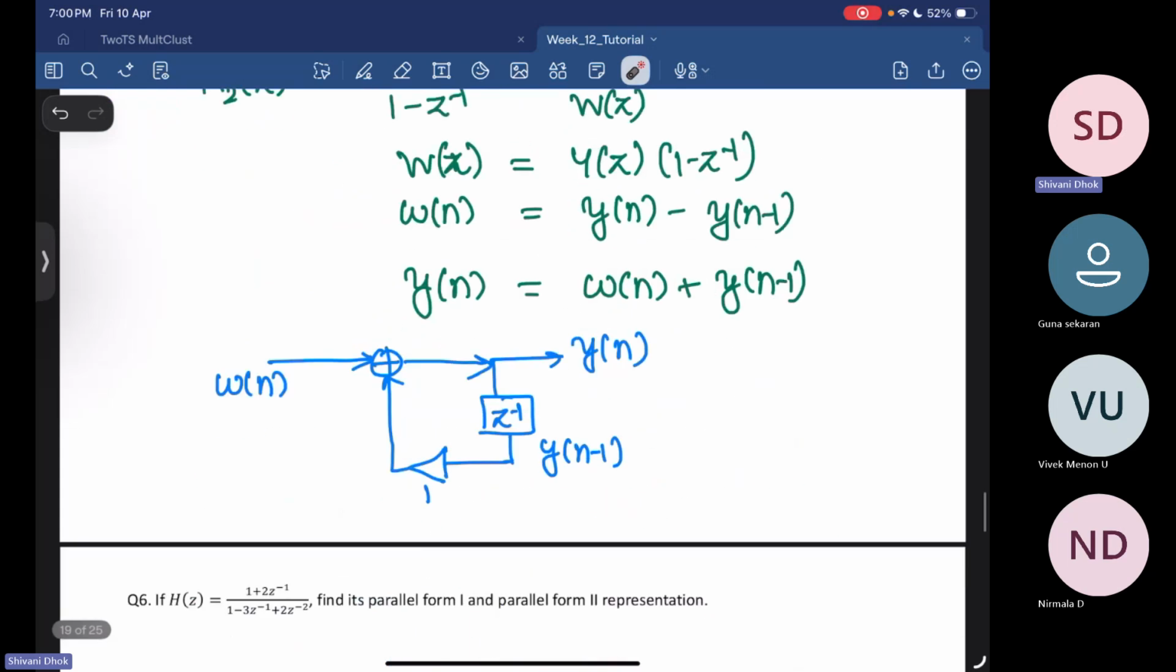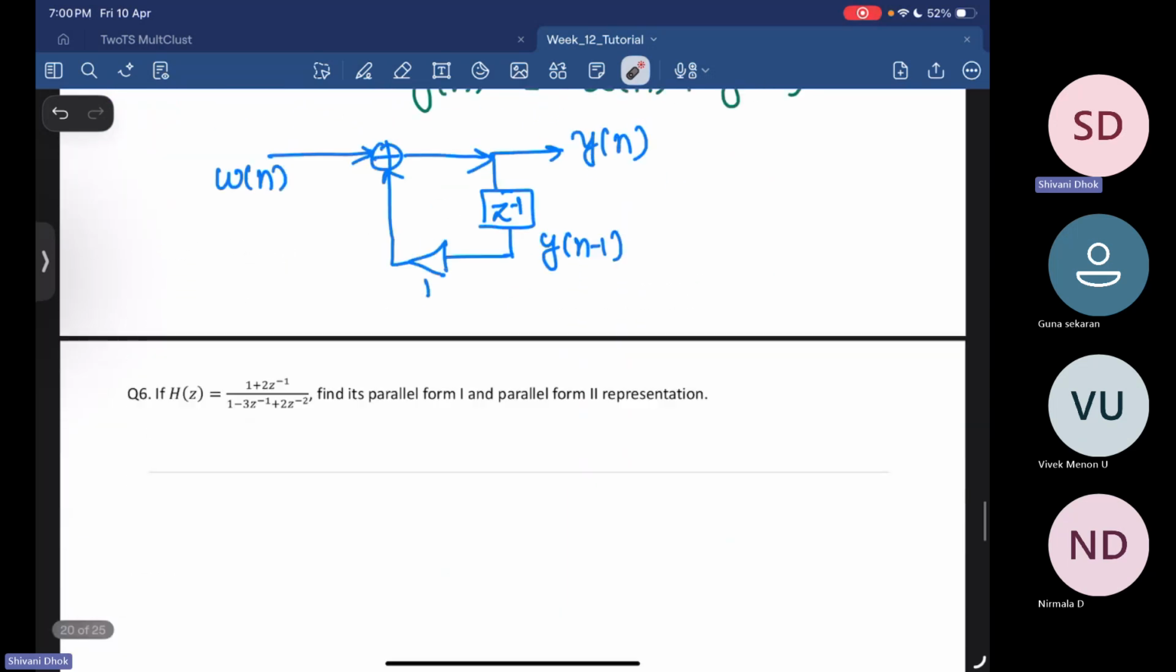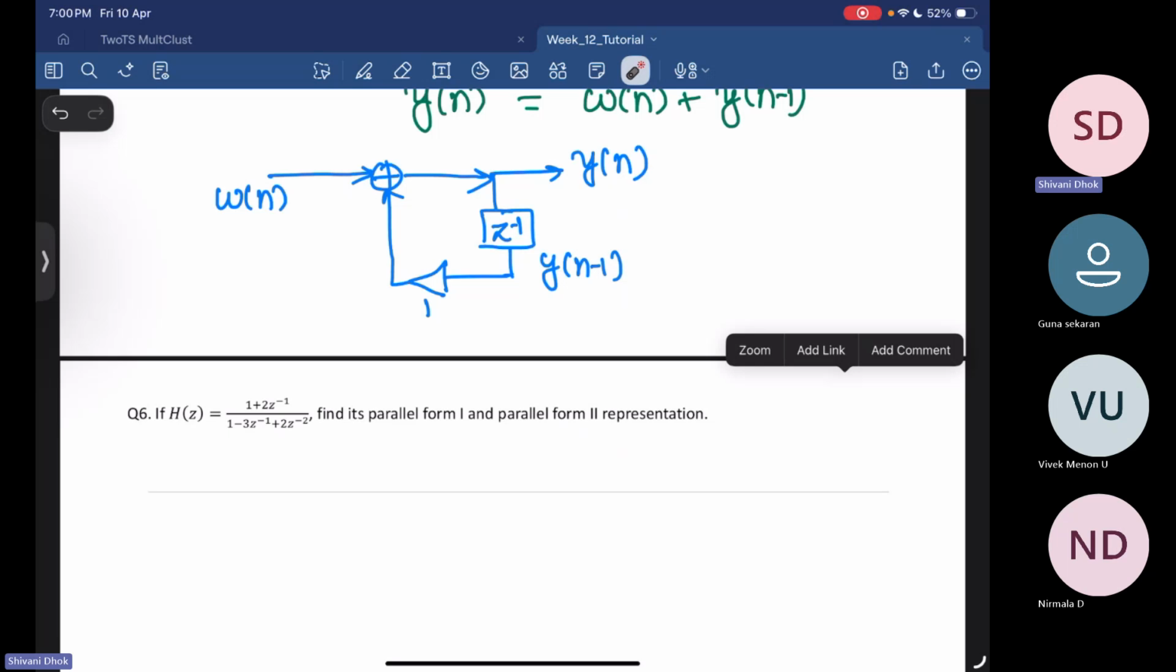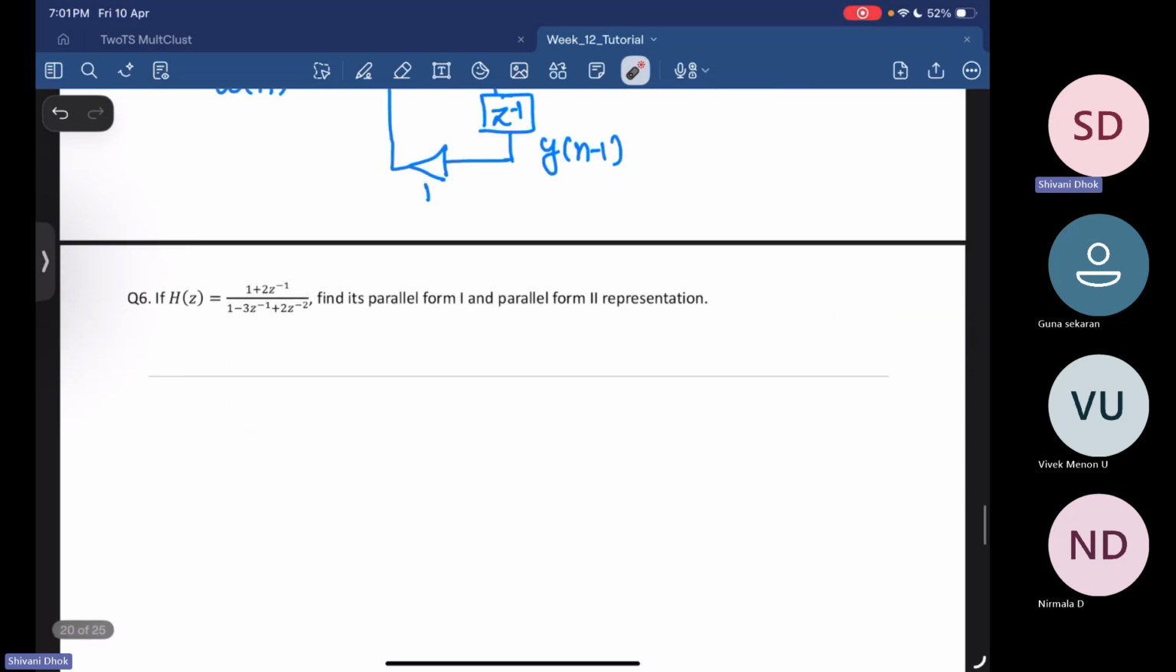Okay. Any other questions? Okay, if not, then let me move on to the next question. So the sixth question says that you are given again the same transfer function and want to find its parallel form 1 and parallel form 2 representation. So the parallel form representation is basically you have some H1 plus H2 kind of system and you want to connect them in parallel.